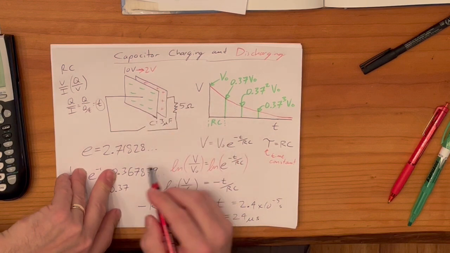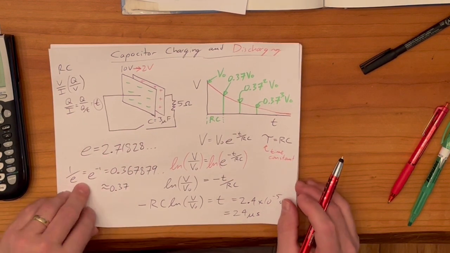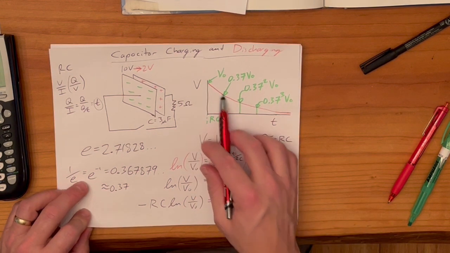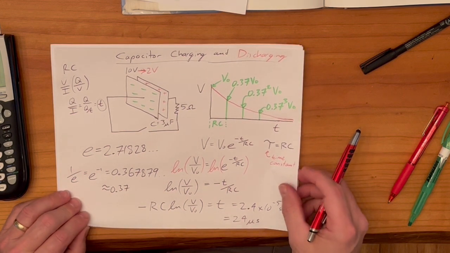Okay. But this RC, this is a very specific time. Okay. And it's the time it takes to get to 37% of what you had before. Okay.